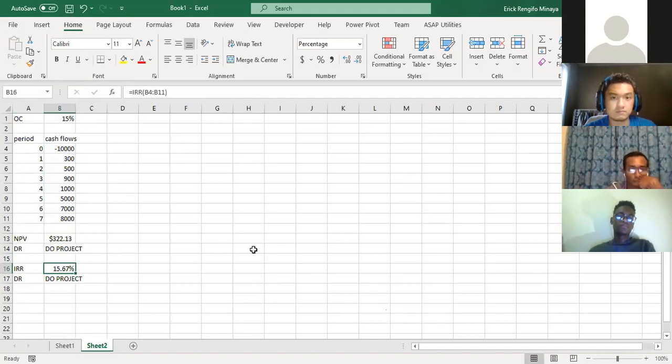Because 15.67, yeah, it is larger than 15, but here, guys, enters another consideration, risk consideration. Which one is more secure? Is this 15% of your opportunity cost or the 15.67% of the cash flow? Then you get more complicated decision-making processes. But at this point, technically, 15.67 is larger than 15, so you should do it, or the net present value is 322.13, you should do it.